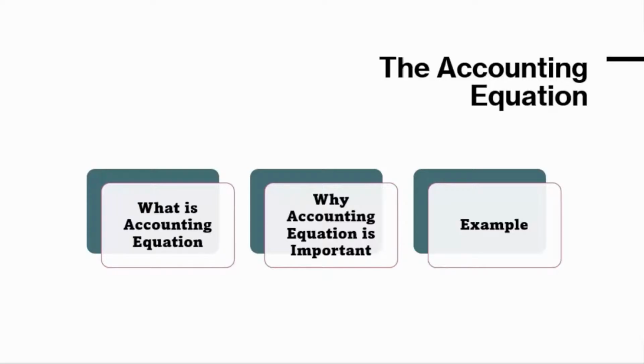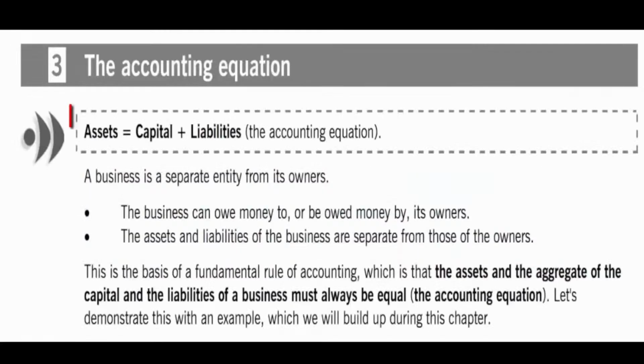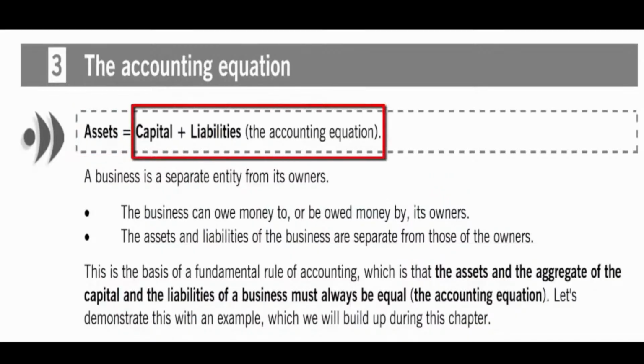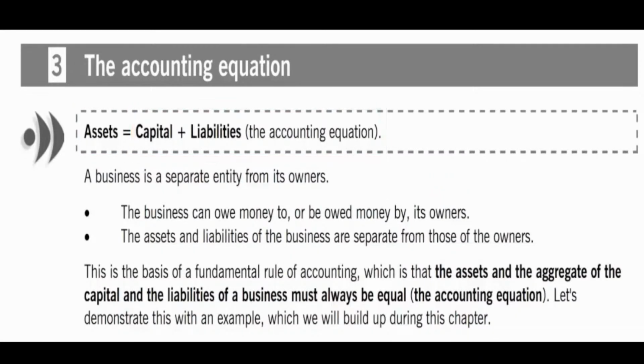Liabilities are what the business owes to others, like loans or bills it needs to pay. According to the accounting equation, the total of all assets must always equal the combined total of capital and liabilities. In other words, everything the business owns is either funded by the owner, capital, or borrowed from others, liabilities. This balance is essential in accounting.